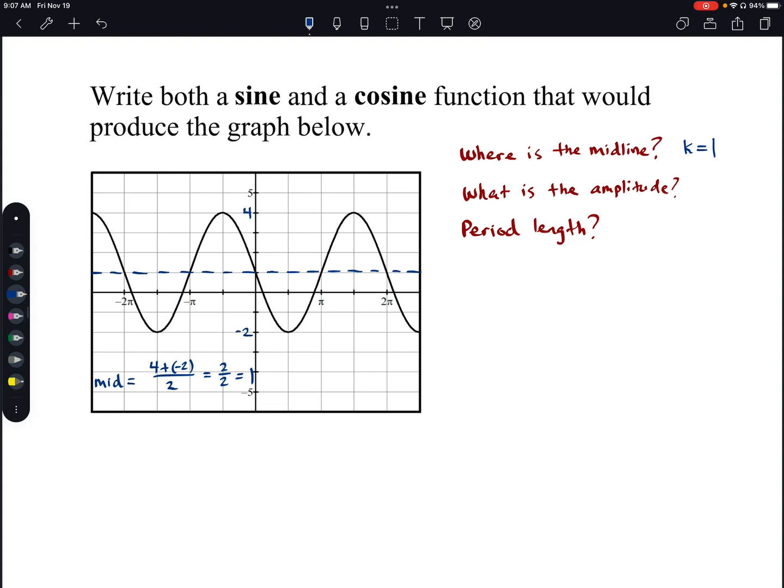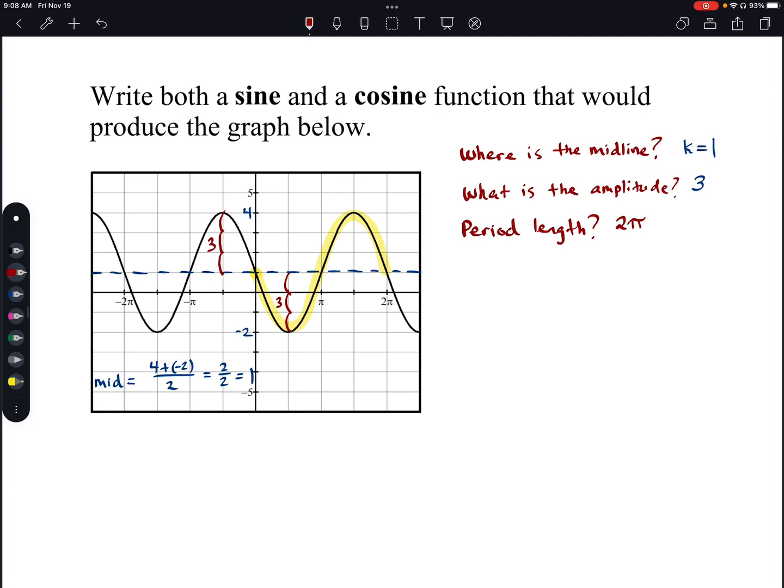Okay, from that we can figure out what our amplitude is. Because we can count from our midline up to our maximum, which is 3 units, or down to our minimum, which is also 3 units. So our amplitude is 3. And then our period length. To get our period length, I would start at 0, and I would trace my function until I reach that point again where it's going to start over. So we go from 0 to 2 pi on this one, so that means that our period length would be 2 pi.